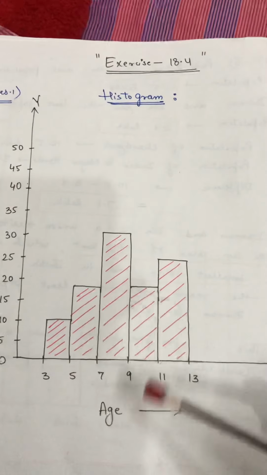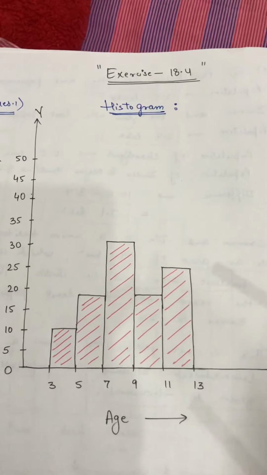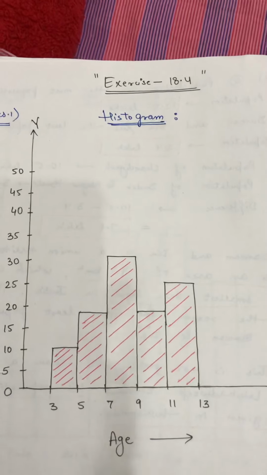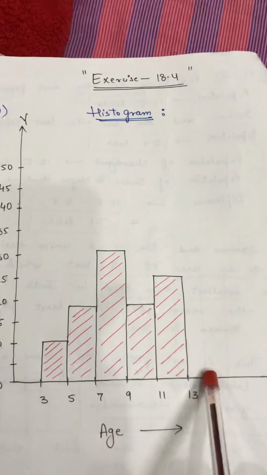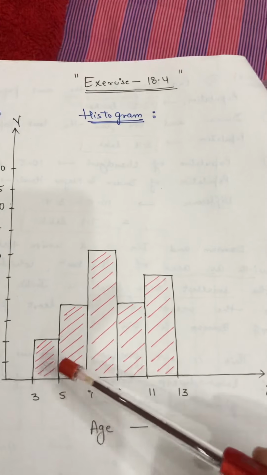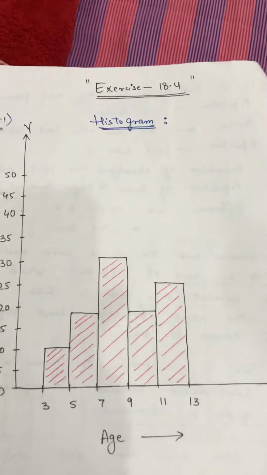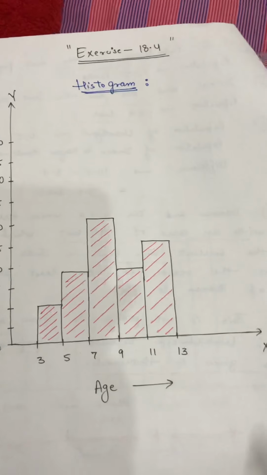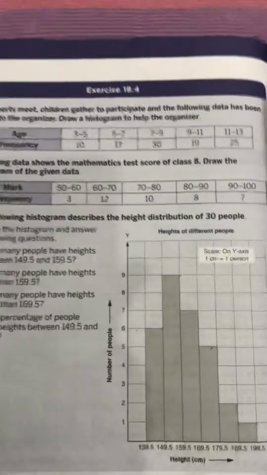So in this way you can draw the vertical bars. Just keep one thing in mind: in a bar graph there will be a gap, but in a histogram there will not be any gap in between the bars. Okay, next is question 2.